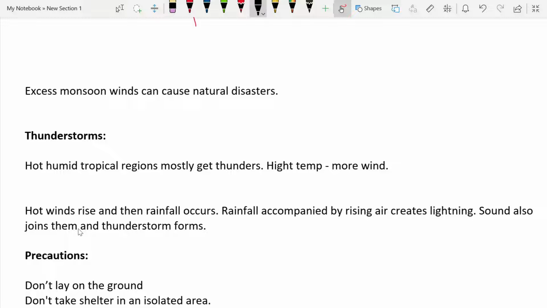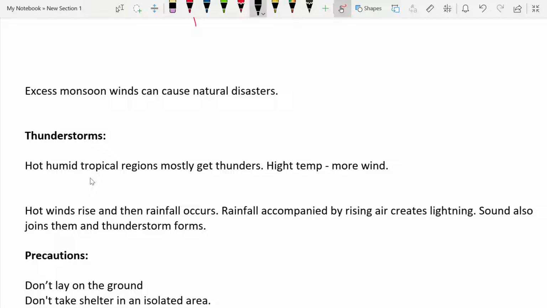This gives an introduction to thunderstorms. Now, this is going a bit too long, but there are just some little points. Hot, humid tropical regions mostly get thunder. High temperature means more wind.